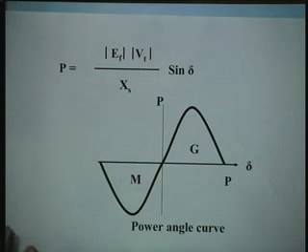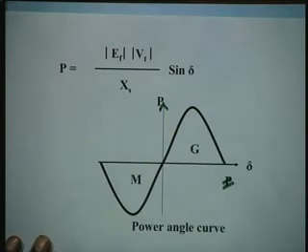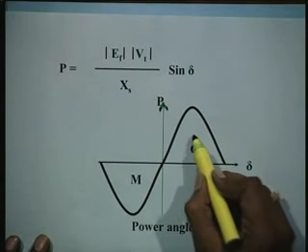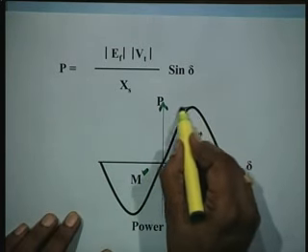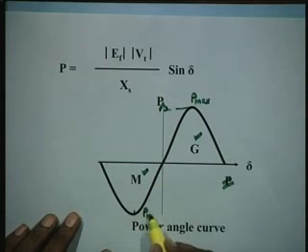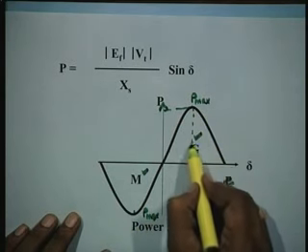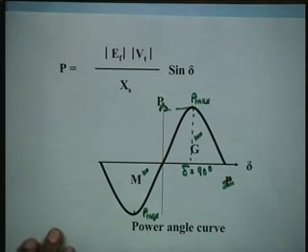This is the well known power angle curve, P versus delta. The y axis is real power, the x axis is delta. This is for generator operation, this is for motor operation, and in fact this is the P max. Here also it is P max, where delta is equal to 90 degree.